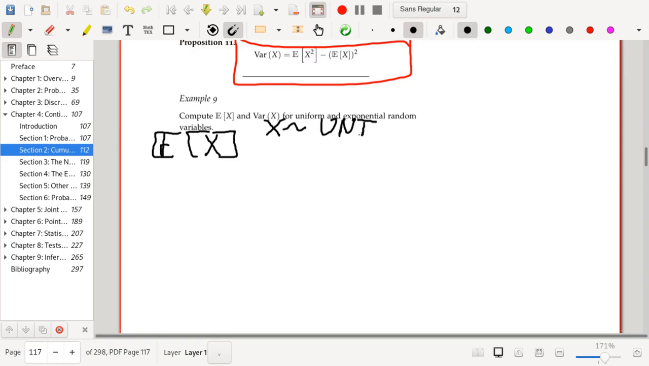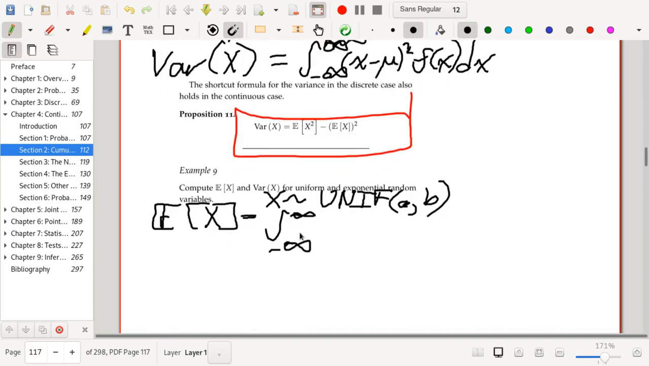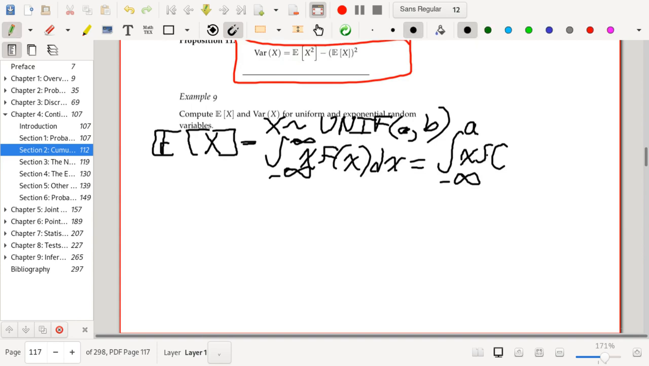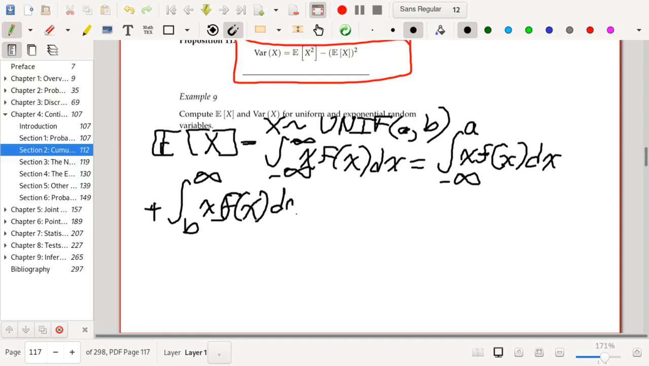All right, the expected value of x is the integral. You know what? Let's get really technical here. We will go from negative infinity to infinity as the formula above requires, and we will write x f of x dx. And then we will split up into cases. We have negative infinity to a, x f of x dx plus, we won't write these necessarily in order, we'll go from b to infinity, x f of x dx, and then as the final one, the actual interval over which we care, x f of x dx.